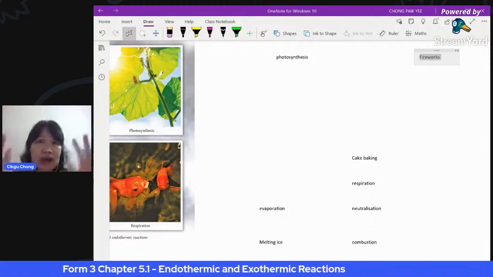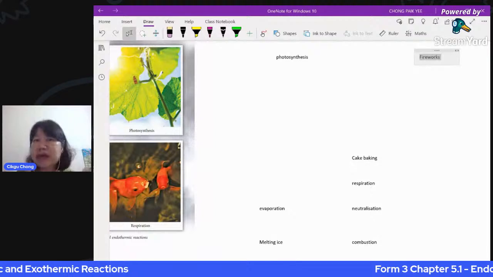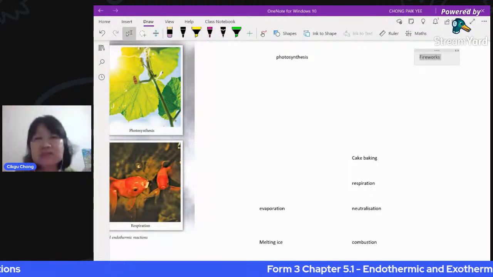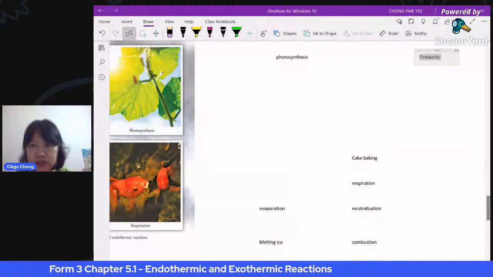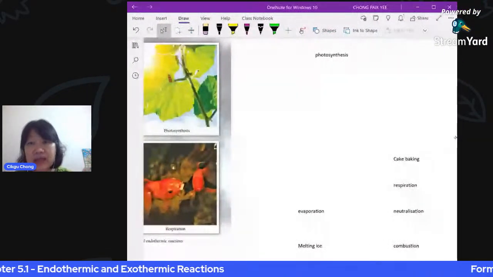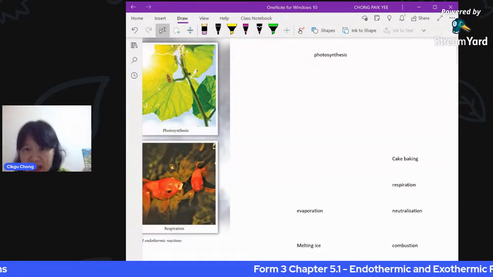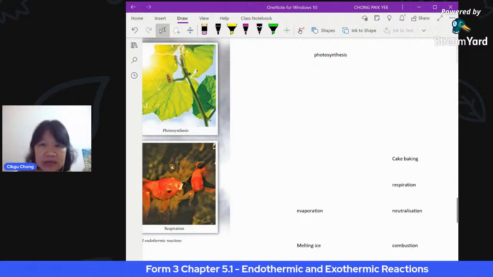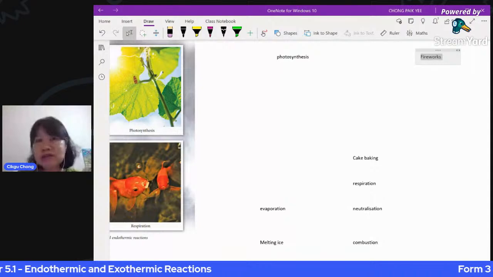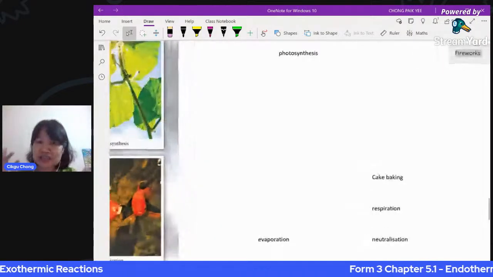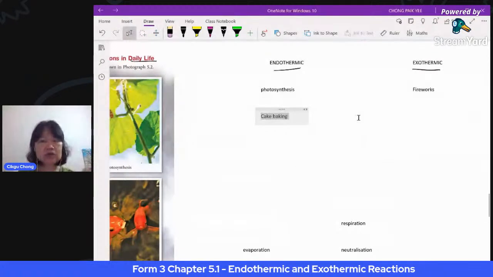I'm not talking about the oven producing heat. I'm talking about the cake mixture. Is the cake mixture absorbing heat or producing heat? In order for it to cook, will it have to absorb heat or does it release heat? Okay, I've got an answer here. It is endothermic. Yes, cake baking is endothermic because it has to absorb heat, then only it can cook. Correct or not? So the cake is actually absorbing heat. So it is endo. All right, so you need to know how to classify them.